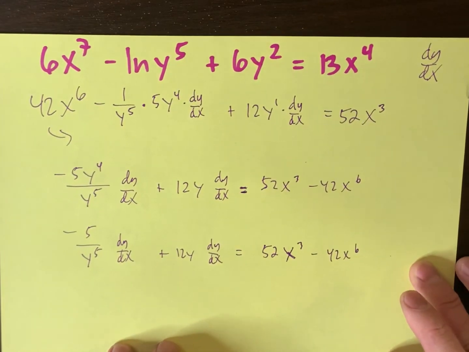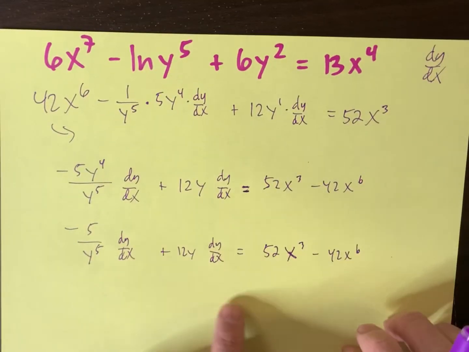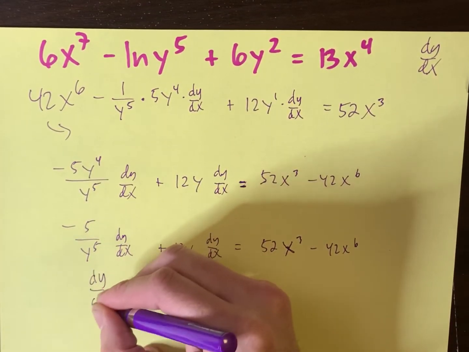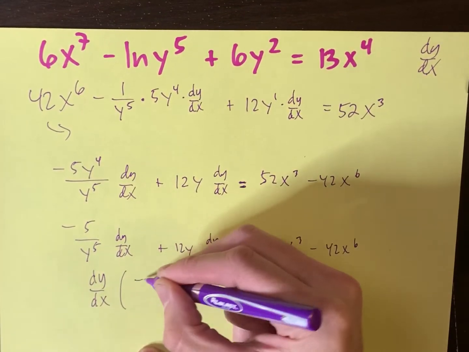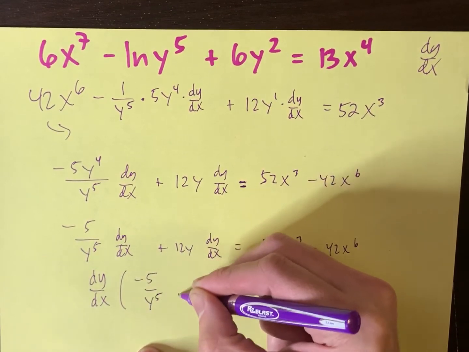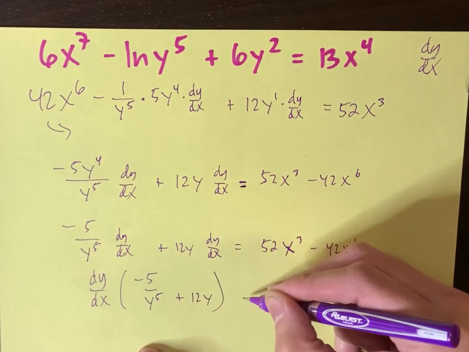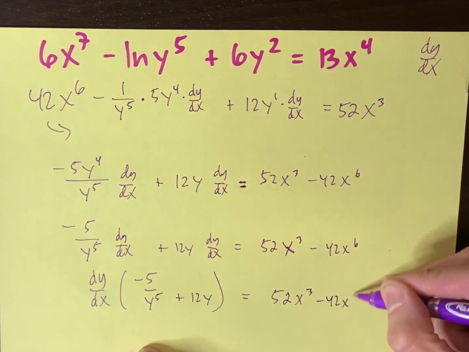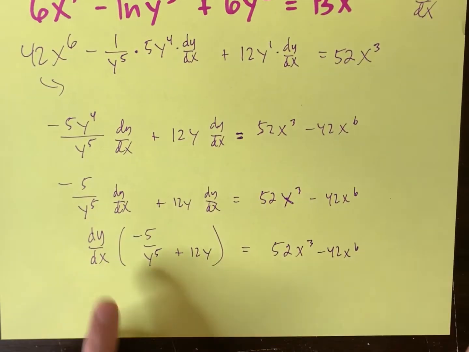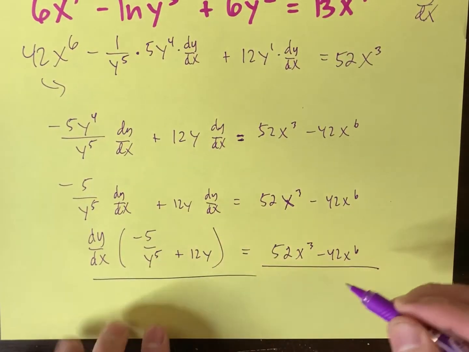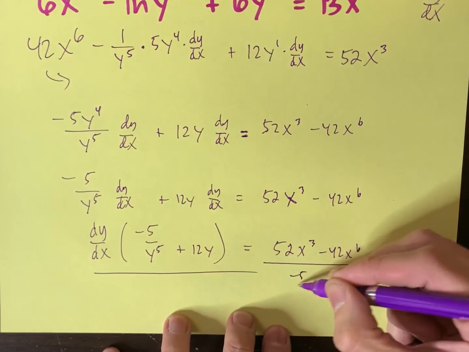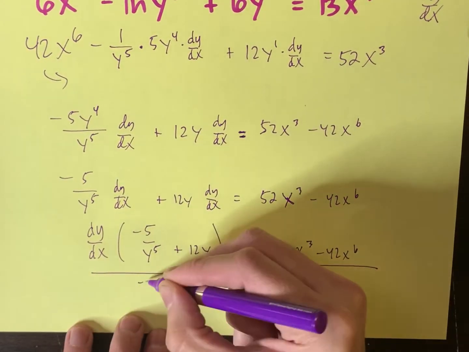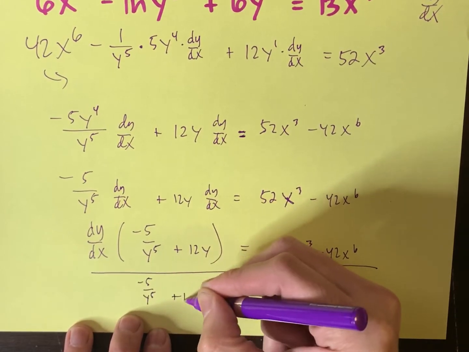Now the next part is the key part. The reason you want to leave dy/dx on the left is so that you can have the opportunity to factor it out to the front as a GCF. And I have this here. Now the final step is to isolate dy/dx. So I'm going to divide both sides by this stuff there: negative 5 over y to the fifth plus 12y, like that.